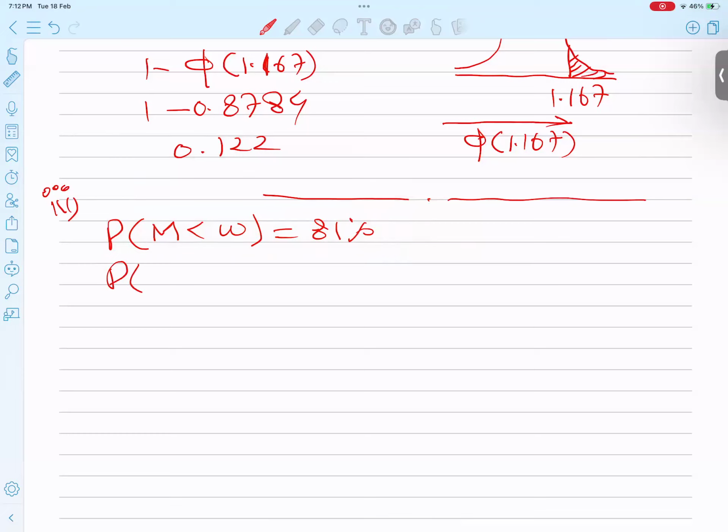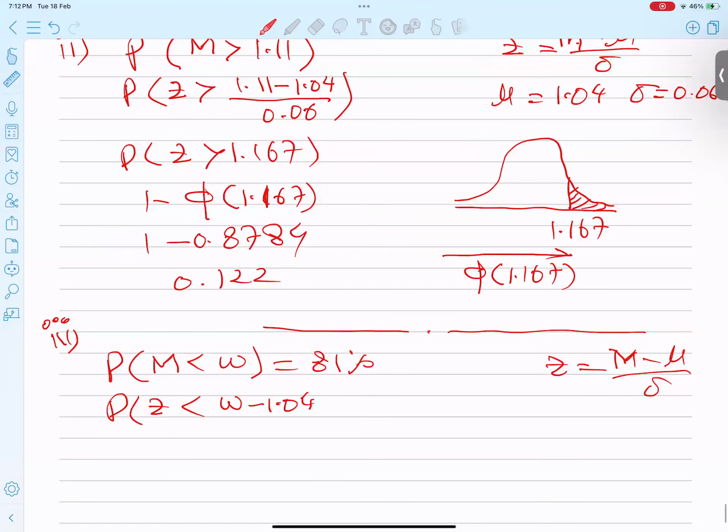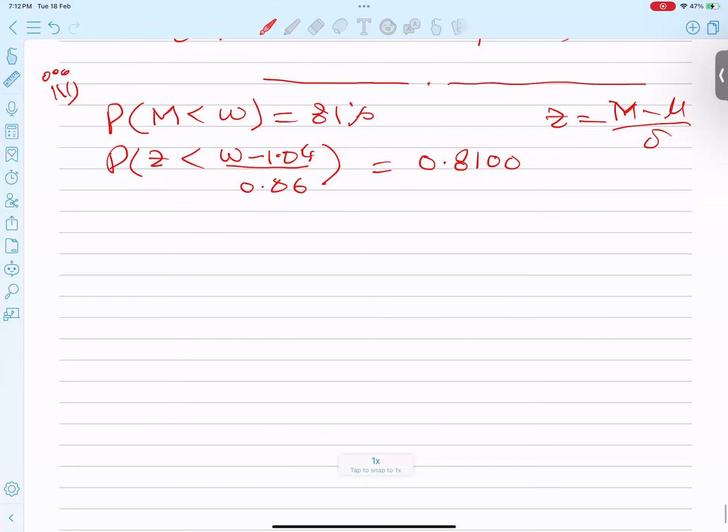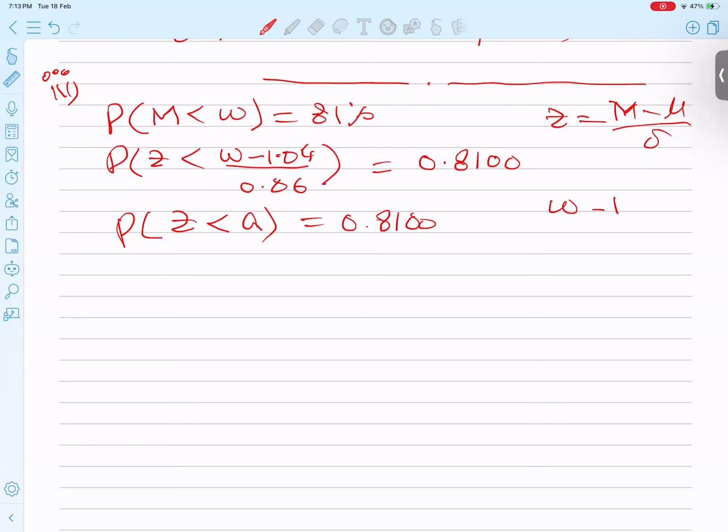So nothing hard. Again, the formula, you know, Z equals X minus mean by deviation. So at the same time writing here Z and W minus mean, and mean is 1.04 and deviation is 0.06. And 0.81, I put 2 more zeros beside it. Okay, students, now what to do here? I will call this A. If I don't call this A, no issue at all, but it may make the question easier. So I consider W minus 1.04 by 0.06 as A.